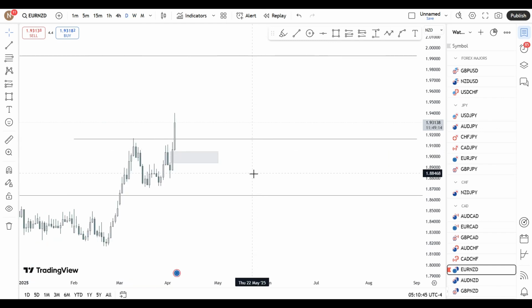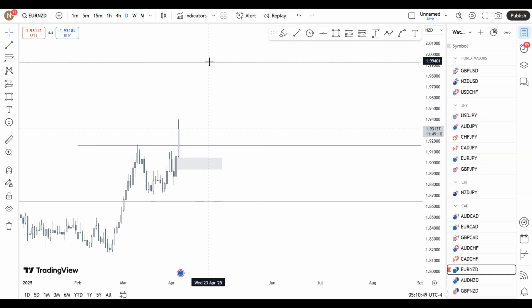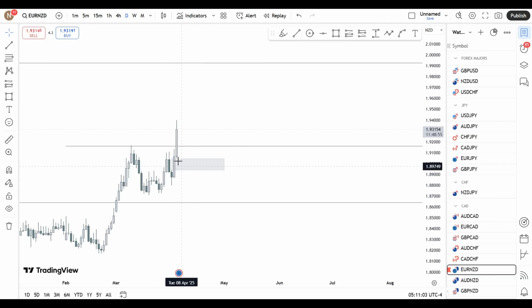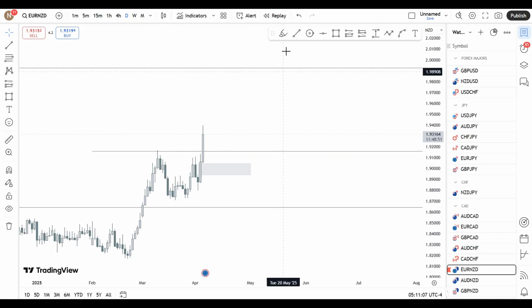So now let's move on to the daily time frame on Euro NZD. This is the swing high that we have marked on the monthly, right? This is the previous candle high on monthly, swing high on weekly, and this is also a swing high on the daily, right? So let's see. Here we have this fair value gap, this swing high, right? So we have just two. We also have the order block right here. So this is the order block.